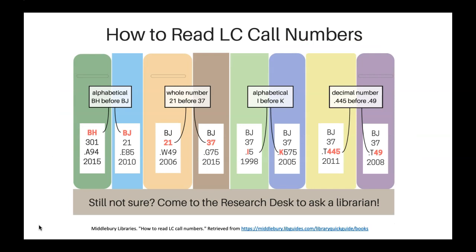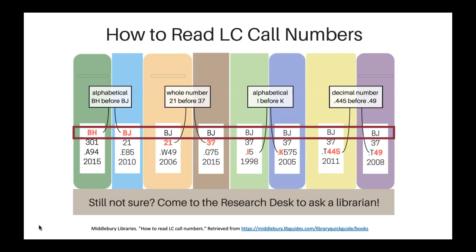Now let's take a look at how items with Library of Congress call numbers are shelved. As in Dewey, books classified with the LC system are shelved in ascending order. Order of shelving is first determined by looking at the top line, which is the subject class. In this example, BH comes before BJ because H comes before J alphabetically. An item having the class A in its call number would be shelved in front of this range of items. An item having the class CB in its call number would be shelved after this range of items.